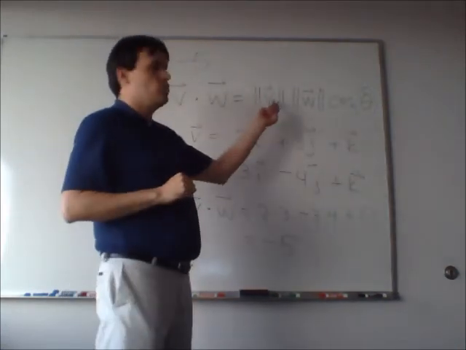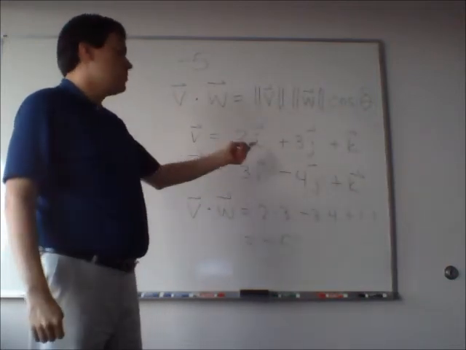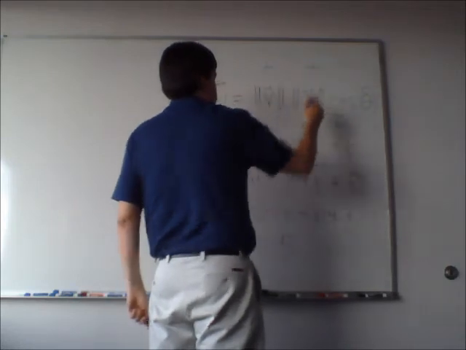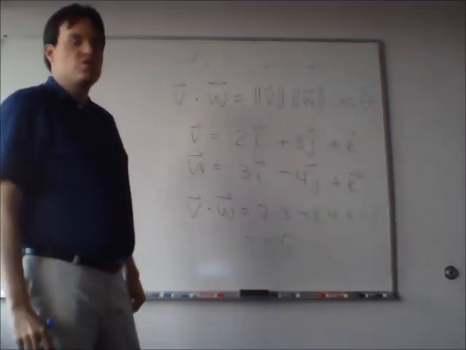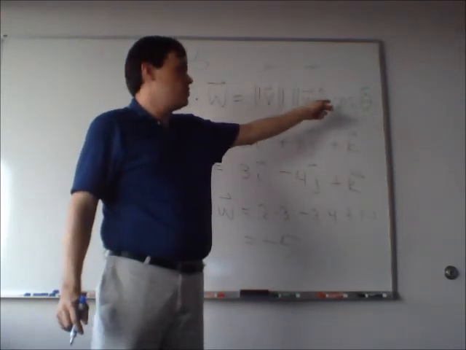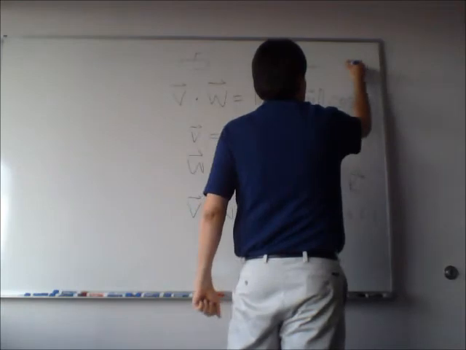I don't know exactly what the magnitudes of V and W are. I could find out pretty easily, but I don't have to find them to know that this is going to be a positive number and this is going to be a positive number, which means that at this point I know that this is negative, these are both positive, they're being multiplied by the cosine of theta. That means cosine theta has to be a negative number.